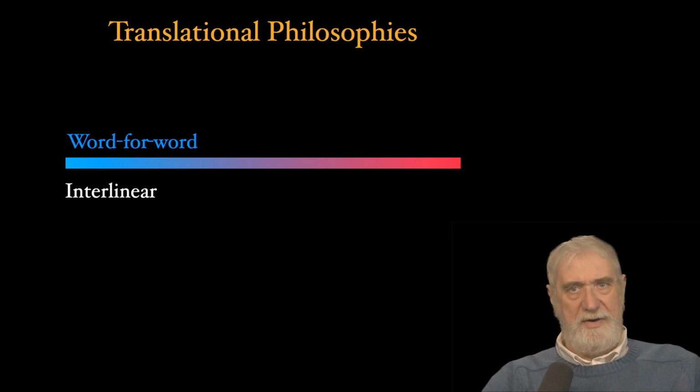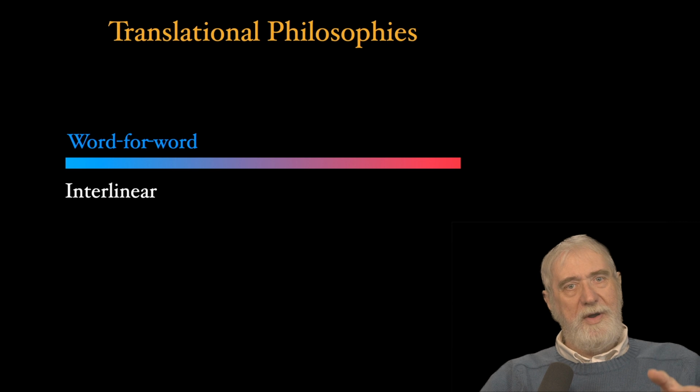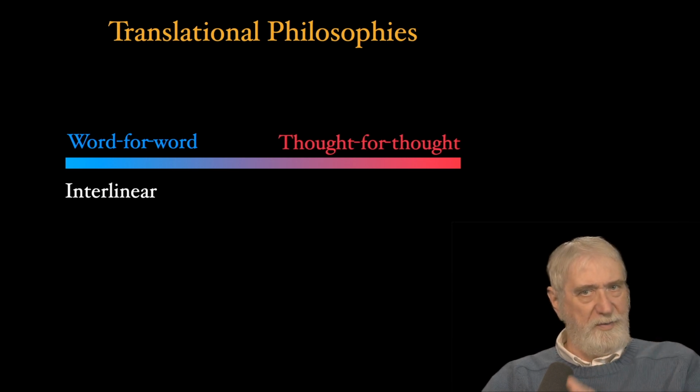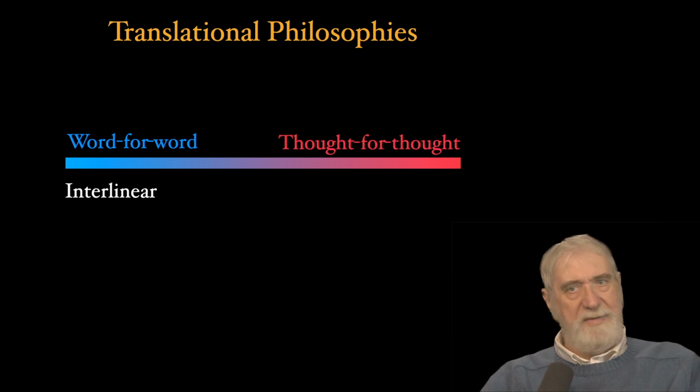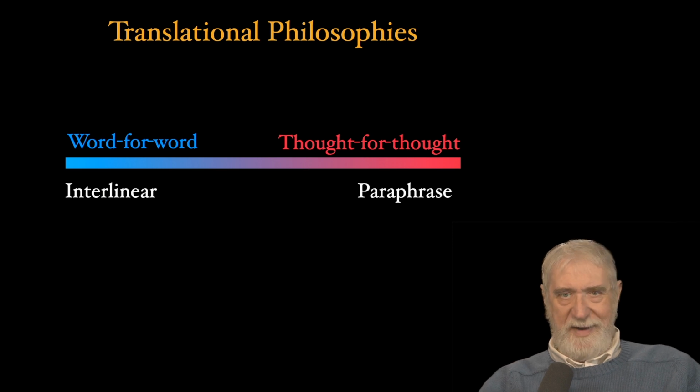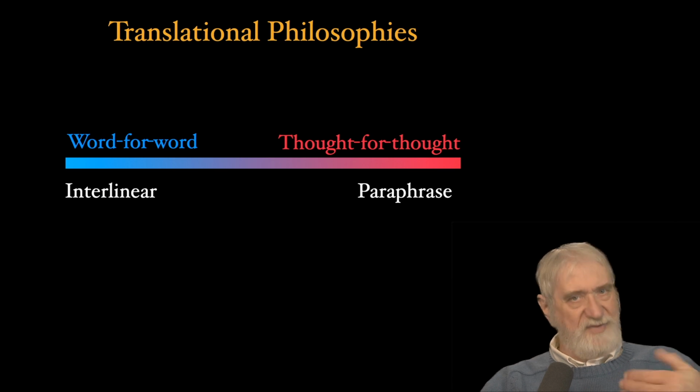At the other end of the spectrum, we have an approach that is focused not on rendering each word individually, but rendering the thoughts of the text. So, this kind of thought for thought approach. And at the extreme end of this approach, we have what we would sometimes call a paraphrase. Some people don't regard paraphrases as translations at all. Other people would regard them, as I tend to do, as the extreme end of one part of the spectrum.